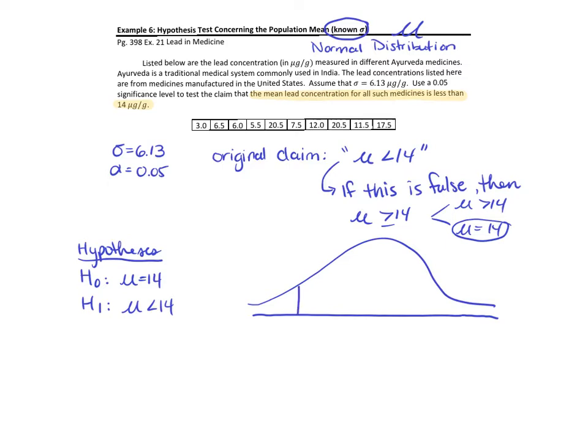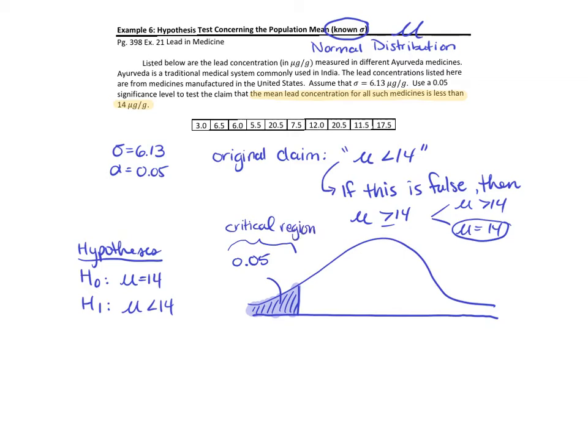A left tail test gives us this region here, which is our significance, our alpha. This has an area of 0.05. That's this blue region here, and it is called the critical region.